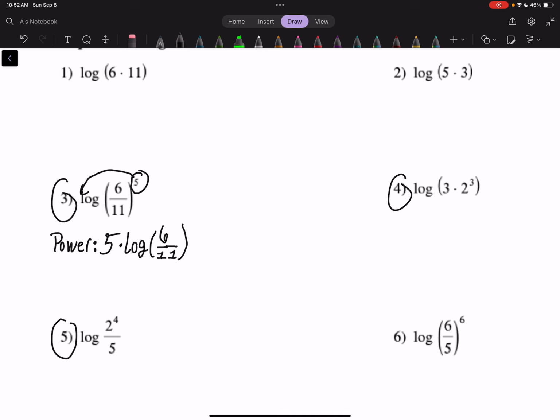Okay, now I'm dividing in the log. That is my quotient rule. Quotient. So I'm going to have 5 times, and I need to put a parenthesis here, log of 6 minus log of 11.